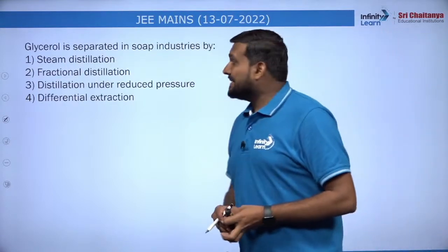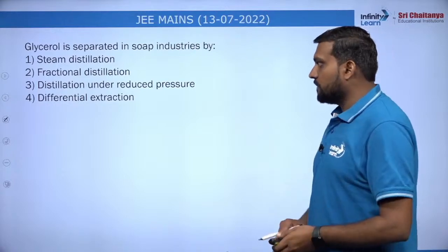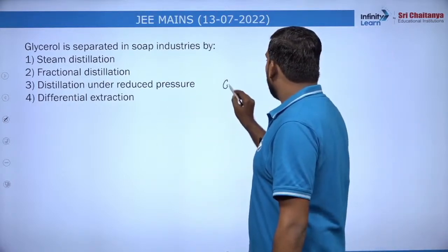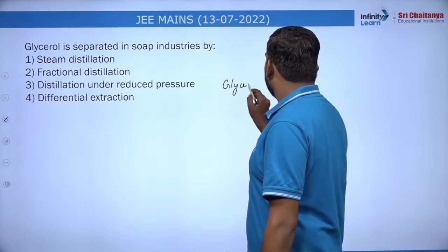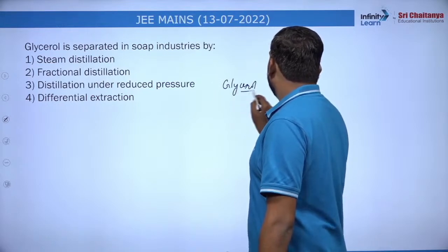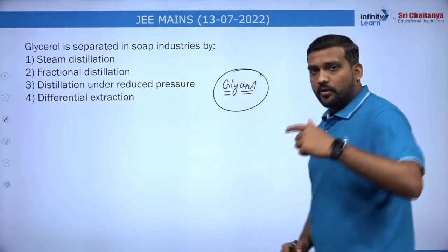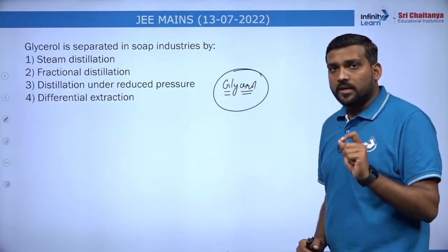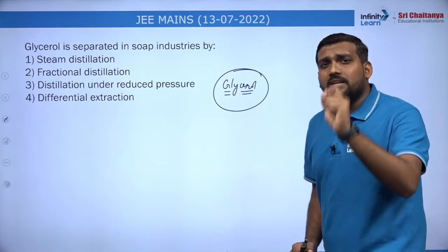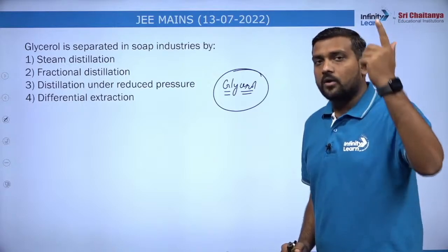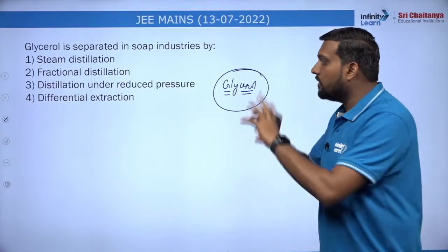Glycerol is separated in soap industries by. So what happens with the glycerol? Basically, glycerol molecules start to break their bonds before reaching the boiling point. So it cannot be distilled at its natural boiling point, because if you go up to its natural boiling point, then the bonds will break down.